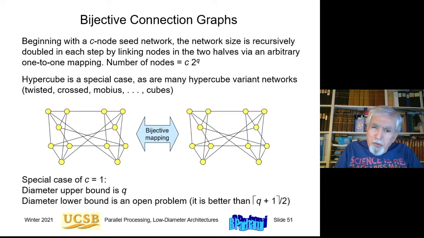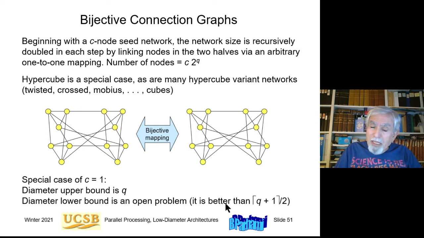And by judiciously selecting these bijective mappings, I can reduce the diameter. So in the case of hypercube, the diameter would be Q if I repeated this Q times. So let's say I do start with 2 nodes, then go to 4 nodes, but I don't insist that the same node numbers be connected to each other. If I do this judiciously, these connections, the diameter actually can be less than Q.